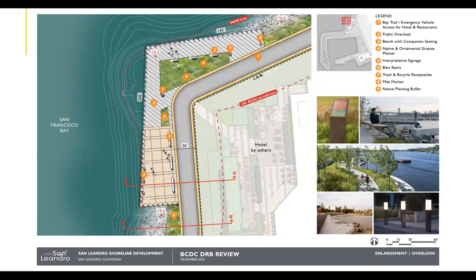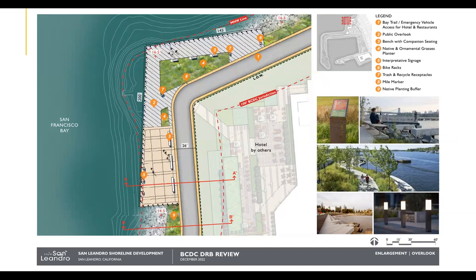Here we're getting into the blow-ups, the enlargements of some of those specific place spaces. Here we have the enlargement of the overlook. This is at the hotel facility that Calcos is working on. So our limit of work is really the edge of the Bay Trail. A different landscape architect is doing the other piece of the hotel.